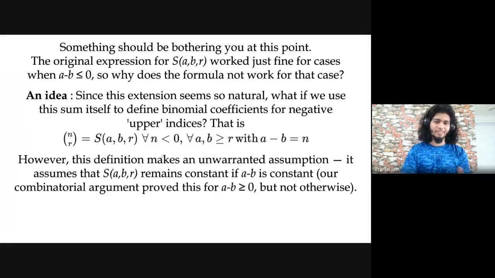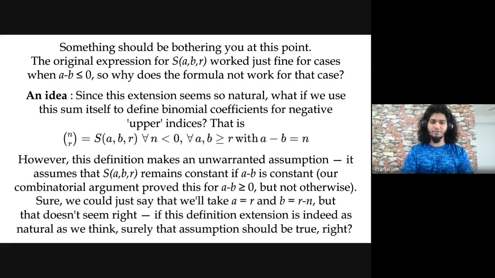So our definition seems to make an inherent assumption which we haven't proven. One way is, of course, you just fix a value for a and b. So you can say that we'll take a is equal to r and b is equal to r minus n. Notice here that r minus n is greater than r because n is negative. So in this case, you can evaluate the sum for a equal to r and b equal to r minus n. And you can say that whatever value that gives you is your n choose r, where n is negative.